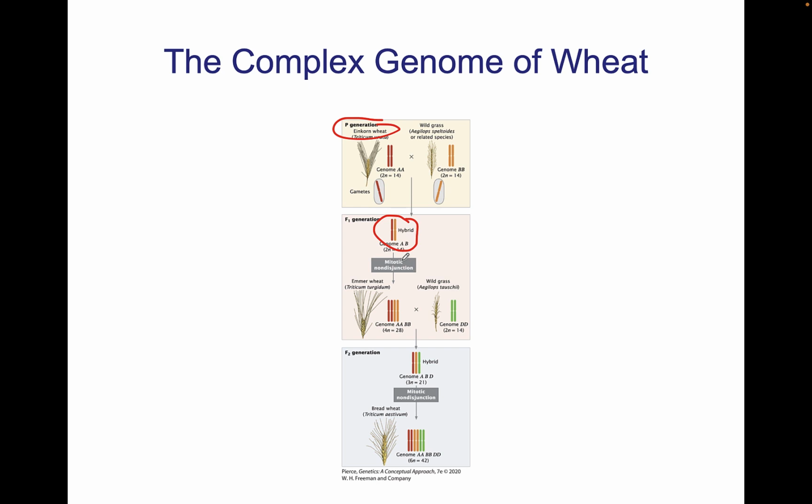So with that being said, after the F1 generation goes through mitotic non-disjunction and it's bred, it produces more offspring that are then able to be crossed again. This new offspring produces another hybrid that now, as you see here, has 3 different sets of chromosomes, and those 3 different sets produce what we call this hexaploid wheat.